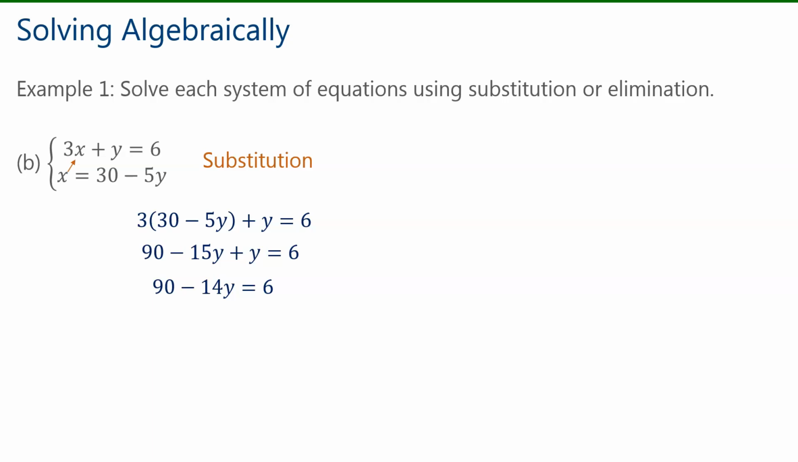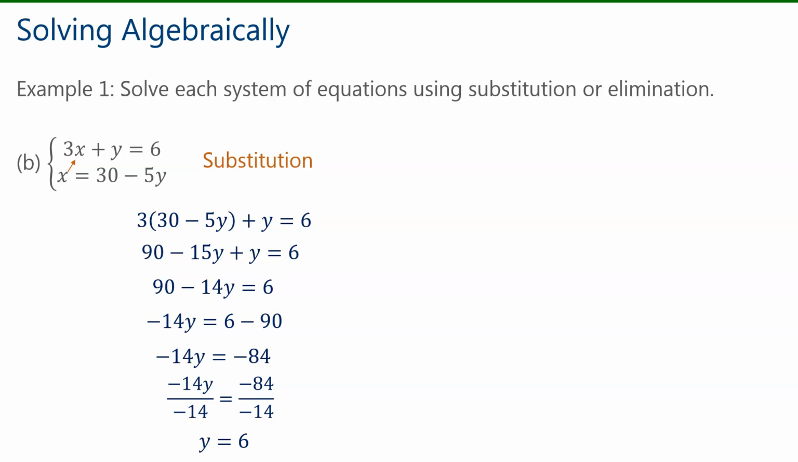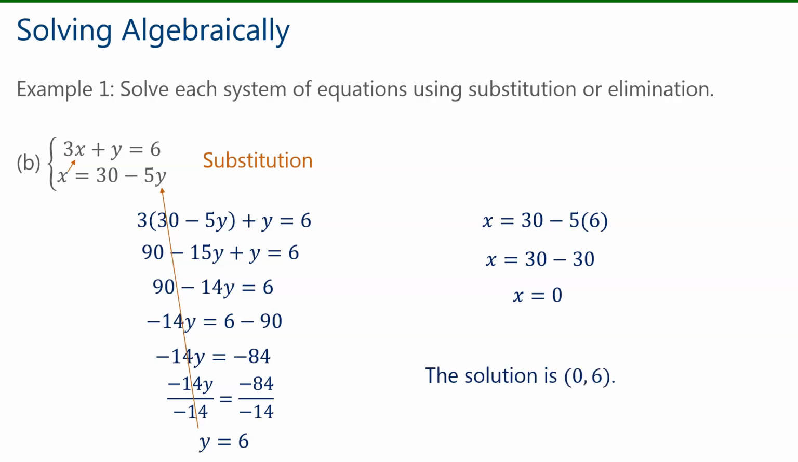Now I'll bring the 90 over to the other side and then subtract. 6 minus 90 is -84. So if we divide both sides by -14 now, we would get a y value of 6. So now to solve for x, let's replace y with 6 right here. So x would equal 30 minus 5 times 6, which is 30 minus 30, or simply 0. So our solution here is (0, 6).